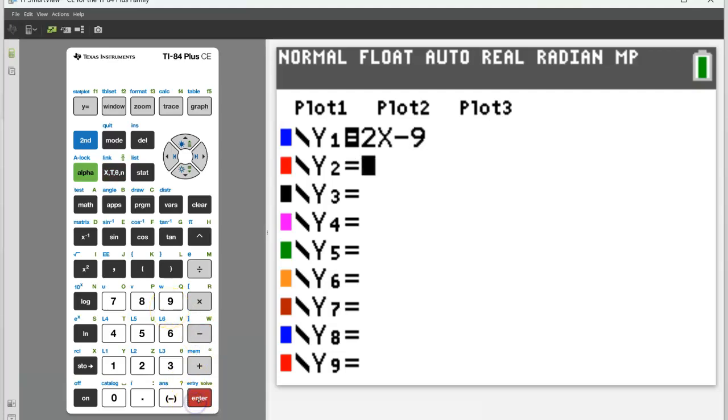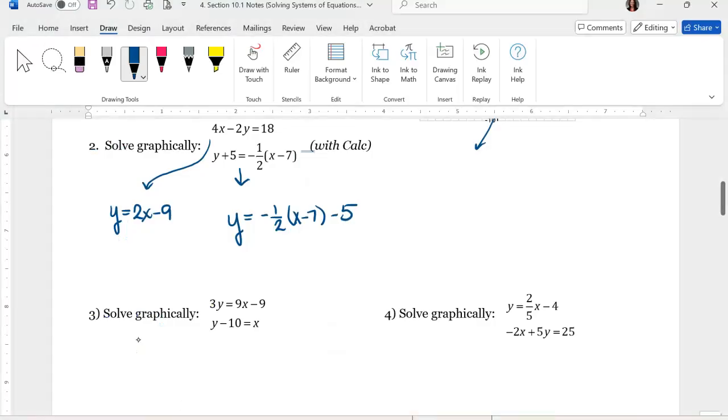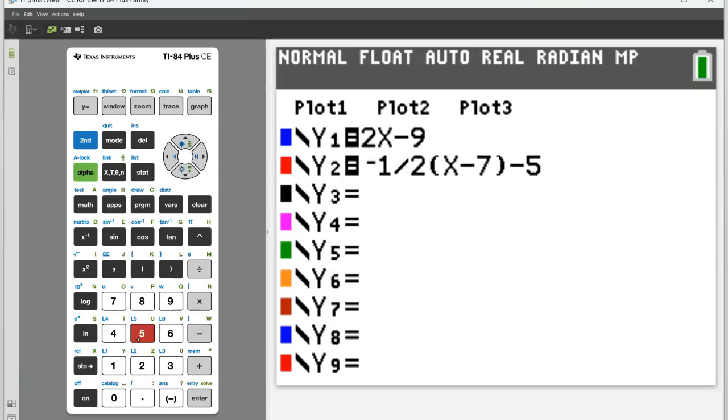And then the next equation was -1/2, which you can put just like that, and then in parentheses, we had x minus 7. Remember to use this key up here for your x. And then I've already forgotten, was that -5? Let's see. Yep, -5.